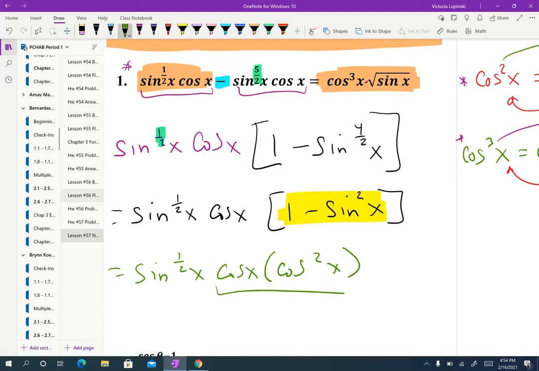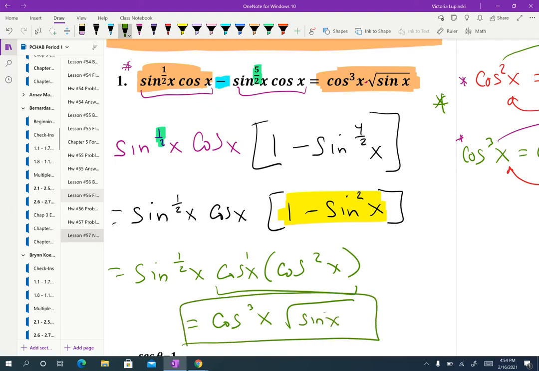So if you look carefully, this cosine to the first times cosine squared, that is of course equal, if you multiply them, to cosine cubed of x. And then just like I had reviewed for you over here on the right-hand side, sine to the 1/2 power of x, that is really equivalent to the sine of x to the 1/2 power, which means you can write that as the square root of the sine of x. So all that work, you're done.